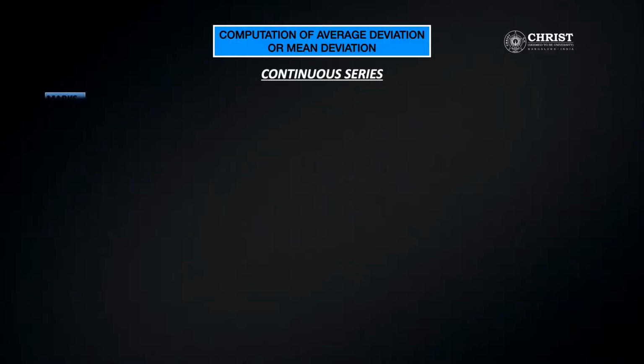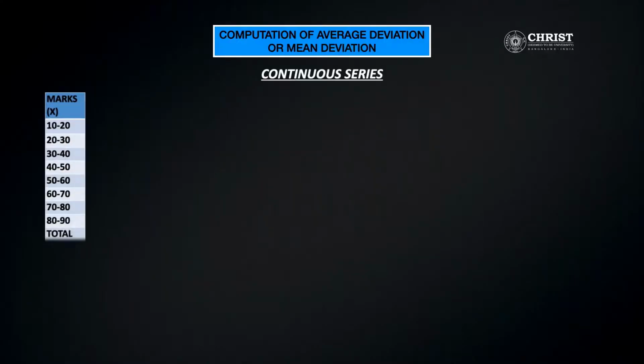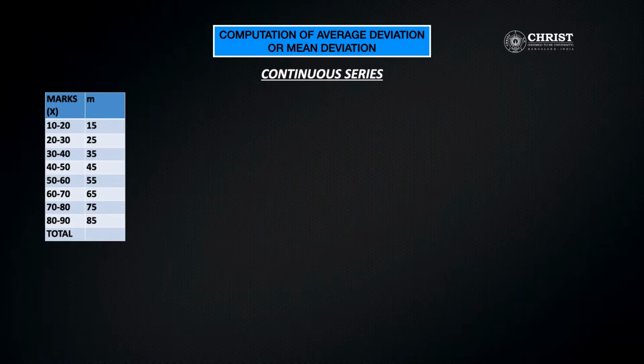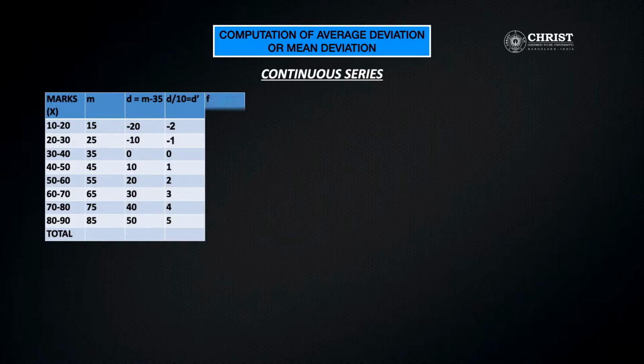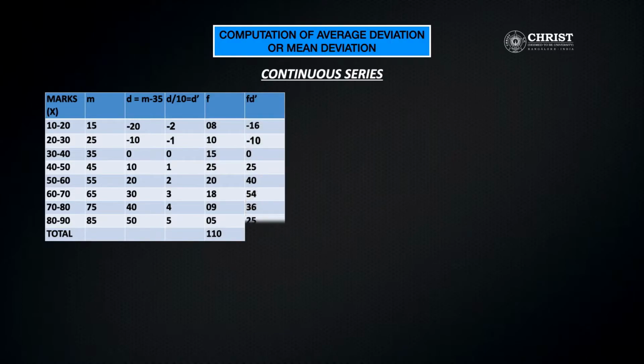Now we have to calculate mean. So mean for continuous series is based on mid values, that is M, that you will get 15, 25, 35, 45, 55, 65, 75 and 85. Now D will be M minus 35. One of the middle values we will assume as the assumed mean, that is 35. So we are getting the deviations, then D dash we will take, then multiplied by F, FD dash. D dash is the deviations divided by I, where I is the class interval. So D values divided by 10, you are getting minus 2, minus 1, 0, 1, 2, 3, 4, 5.